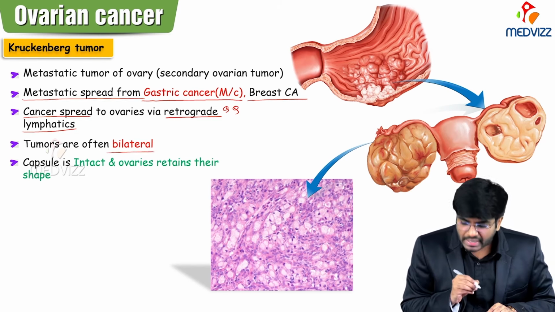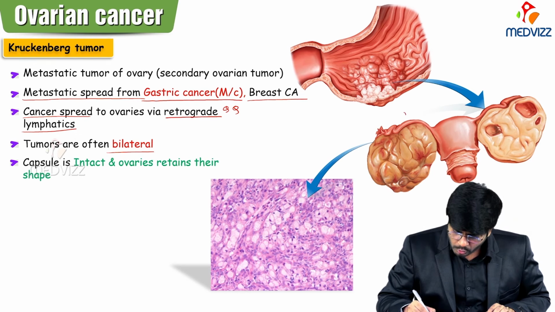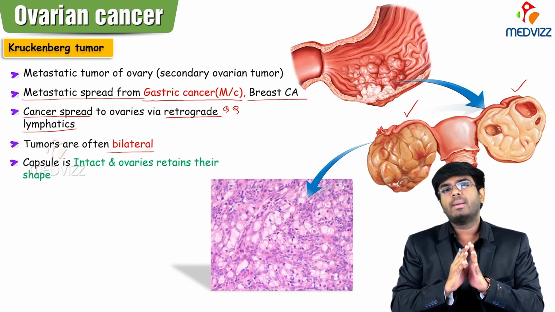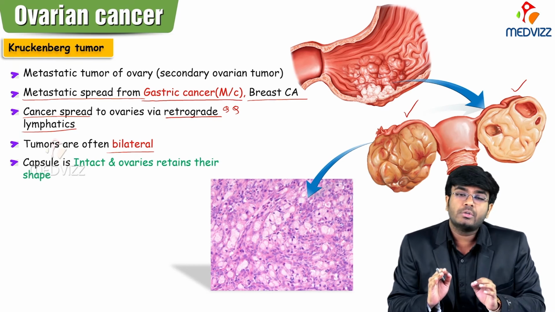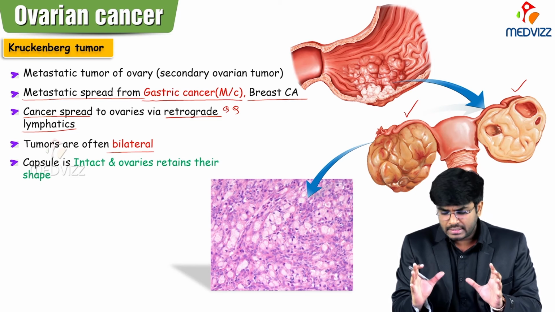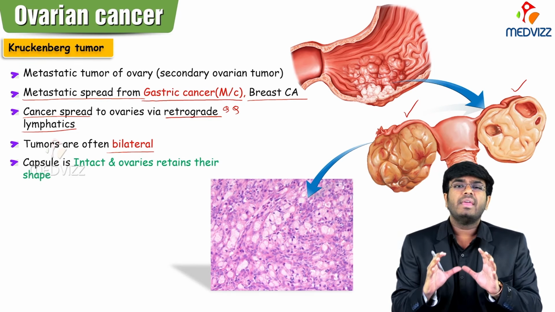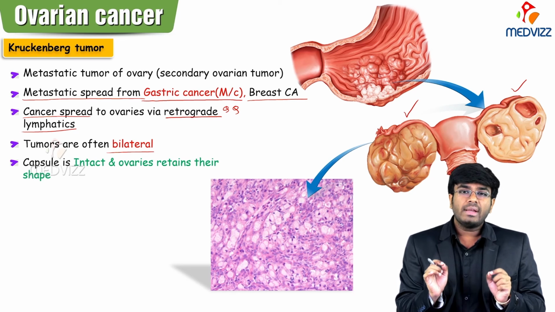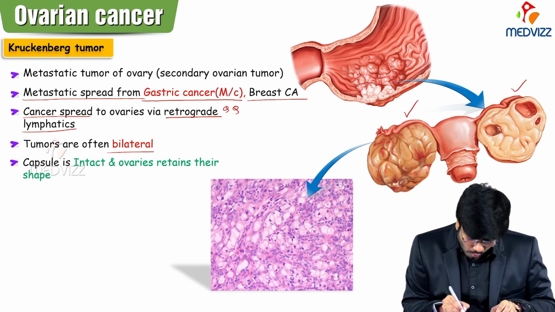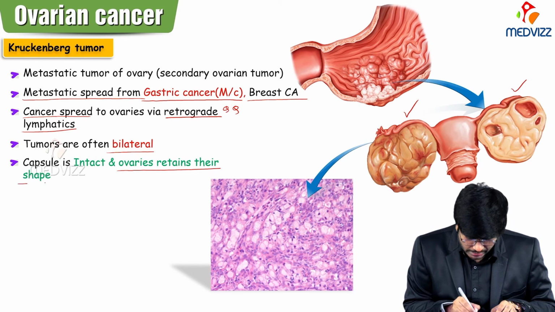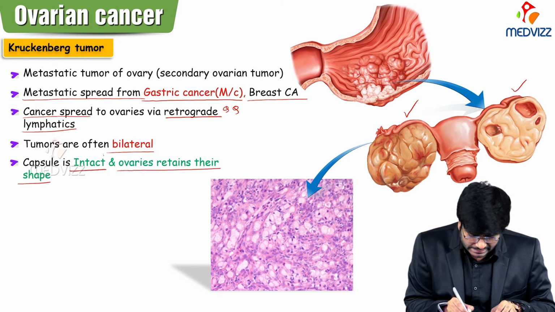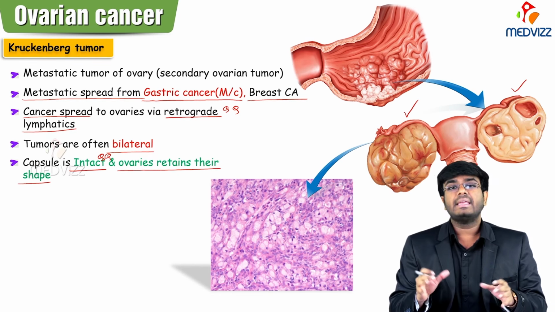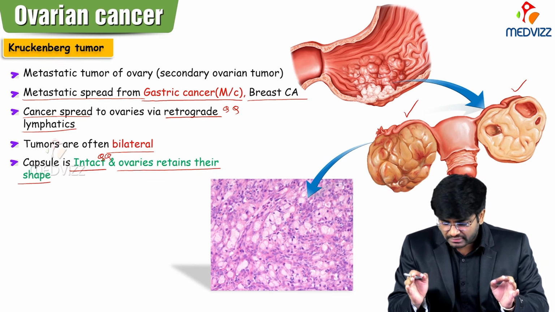Often these tumors are bilateral in nature. So you can see both the ovaries are affected. Mostly it's bilateral. But the important point to be noted is these tumors are mostly symmetrical, and the ovaries retain their shape, and the capsule is intact. Okay, there is no rupture of the capsule, and ovaries retain their shape. So this is a very, very important point.